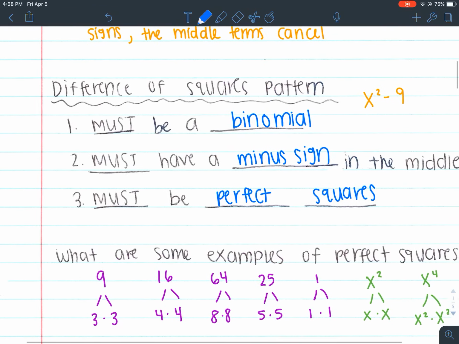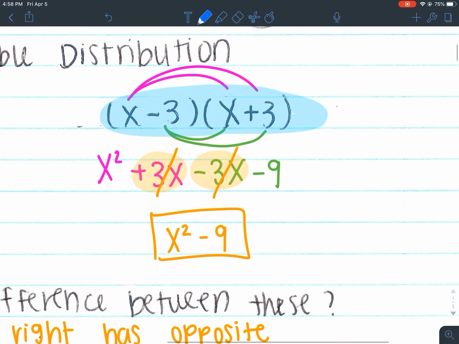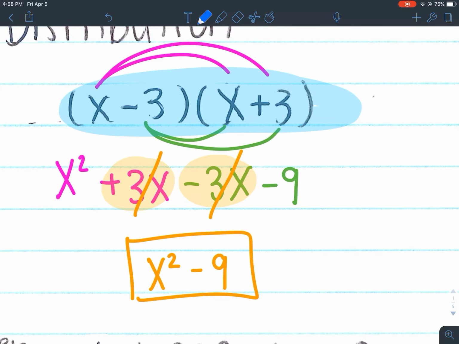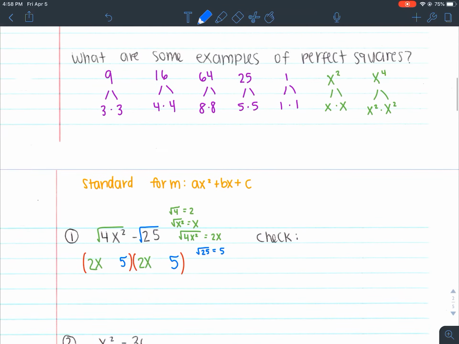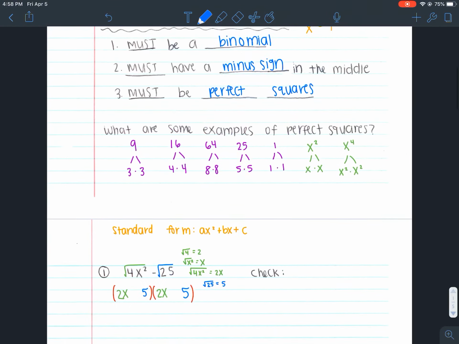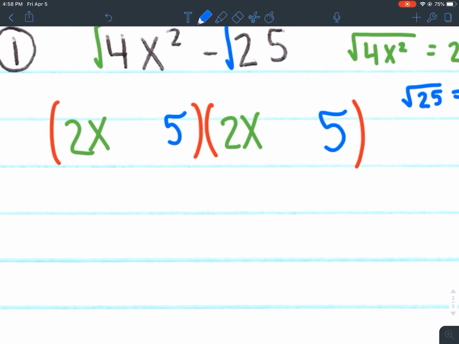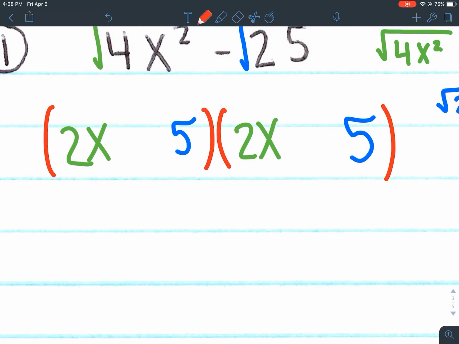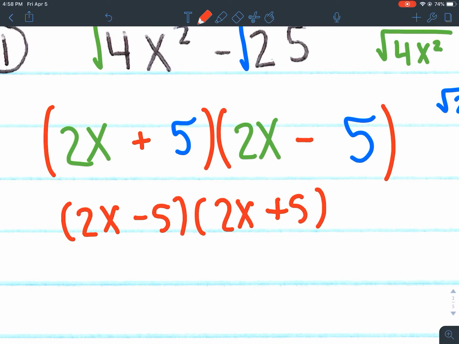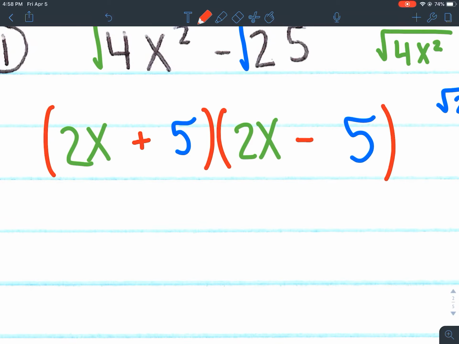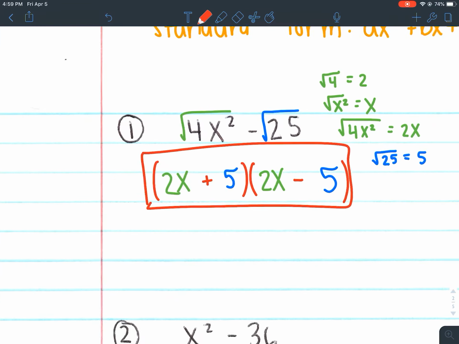Now, for difference of squares, let's look. In this first problem, how did I get my middle terms to cancel? Because right here, I don't have a middle term. So how did these middle terms cancel? What did my signs have to be in the beginning? Opposite, okay? So, in order for this to be a difference of squares factors, I need a positive and a negative sign. If you want to write 2x minus 5 and 2x plus 5, that is also okay. You'll end up getting the same thing. But really, that's the shortcut. That's all you have to do.